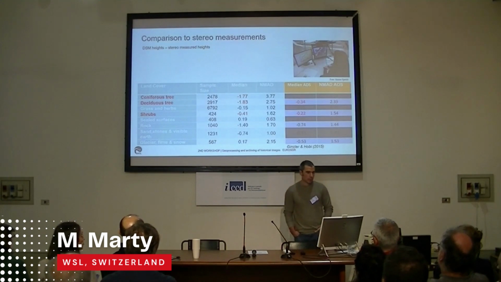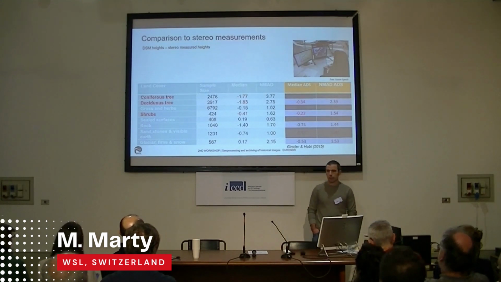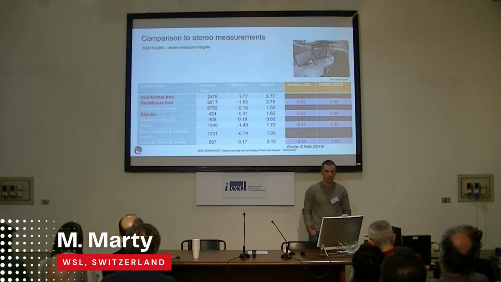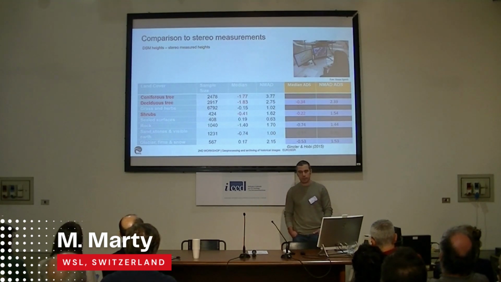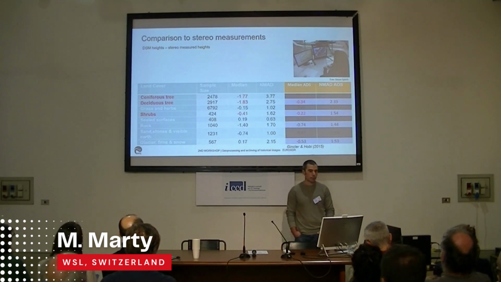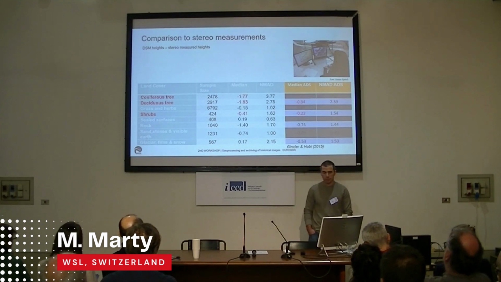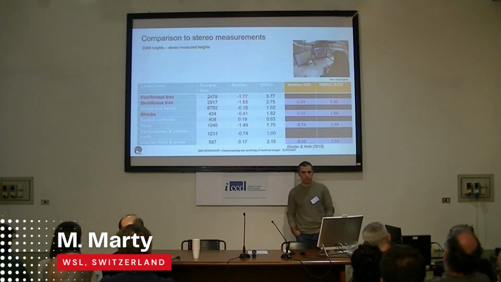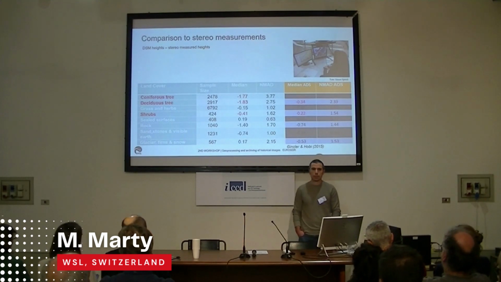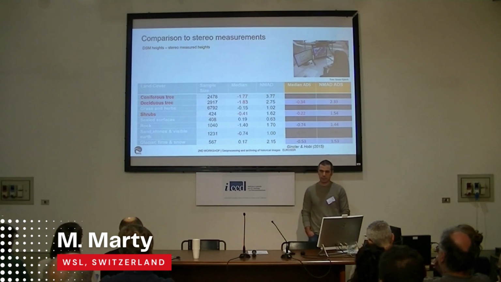Then we also did this comparison of DSM heights to manual stereo measurements. On the left side in blue you see the differences of the historical DSM minus the manual stereo measurements, and on the right hand side in yellow you see the difference between the DSM generated from ADS data, so what we do today, minus the manual stereo measurements. And you see in both cases the DSM generation underestimates object height.